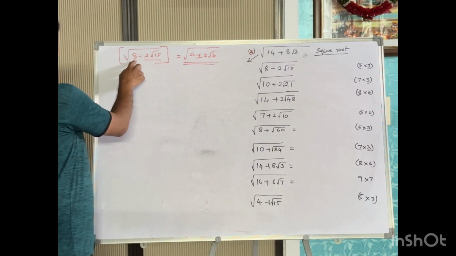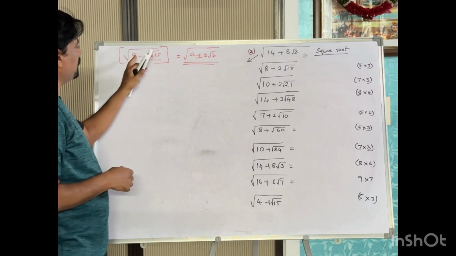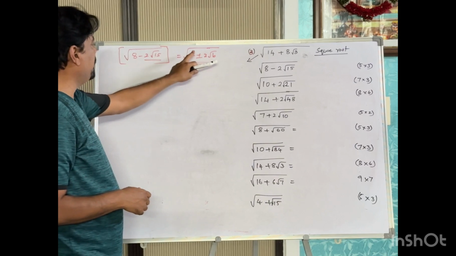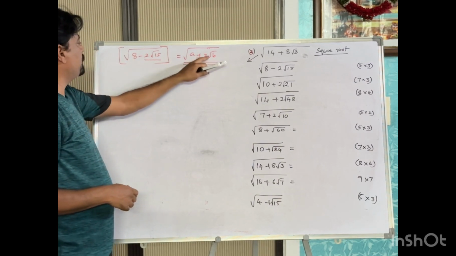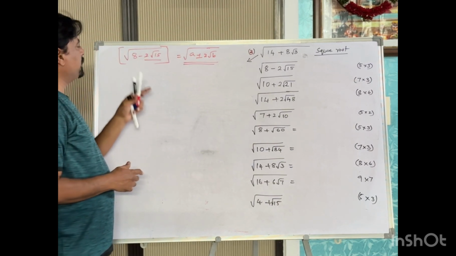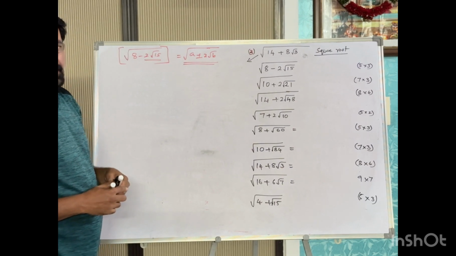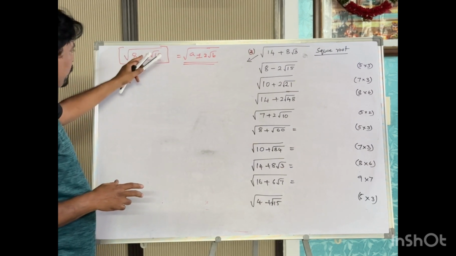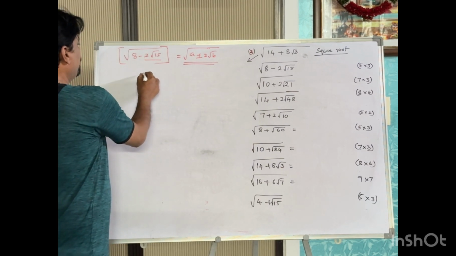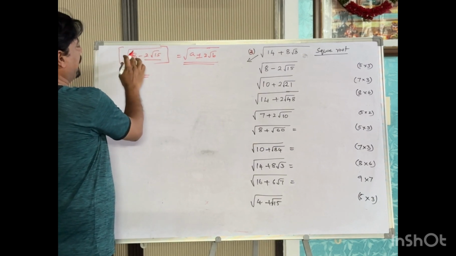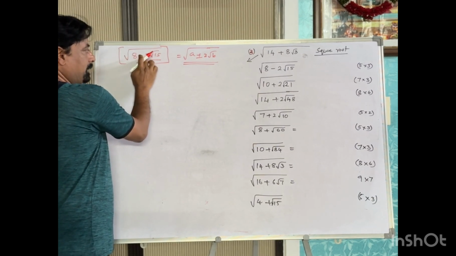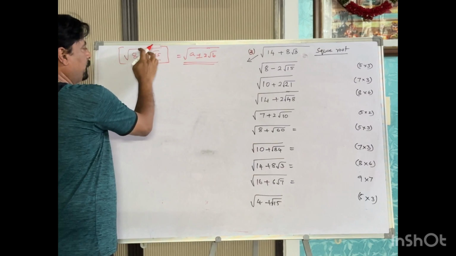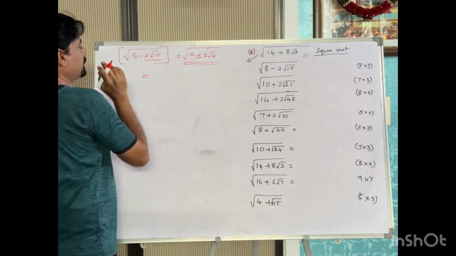First you see this is 8 minus 2 root 15. This is in the form of a plus or minus 2 root b, where a is equal to 8 and b is equal to 15. So by seeing this question, you can write directly the answer. First you concentrate on 15 and 8, and this 2 is a must. This 2 is very, very important. When 2 is there, then only you can write the answer directly.